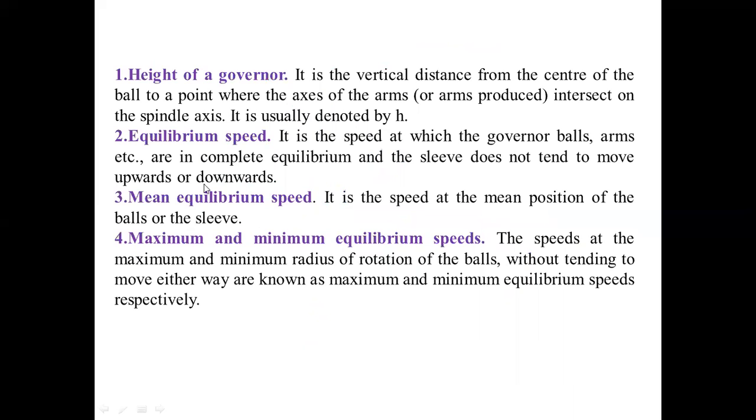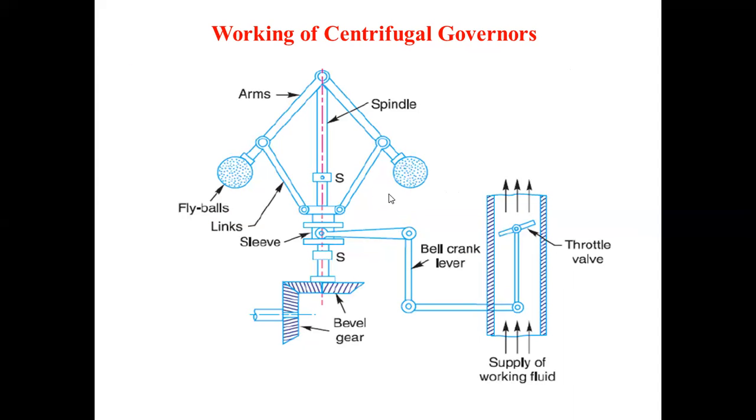So whenever the governor occupies some position at the maximum level, the radius of rotation remains the same at that position. The sleeve will not move in the downward direction. That is the maximum equilibrium position.